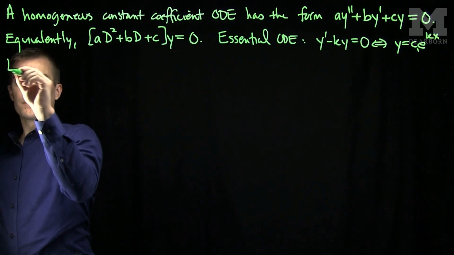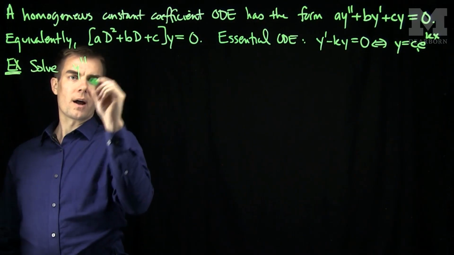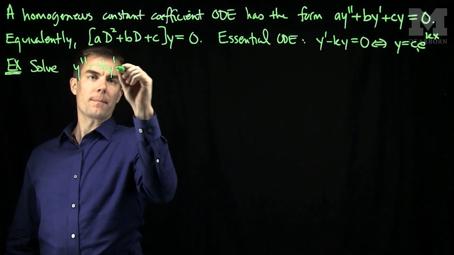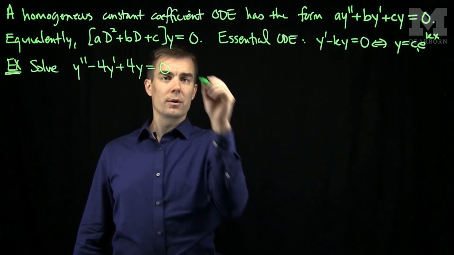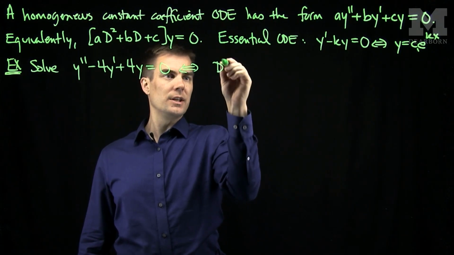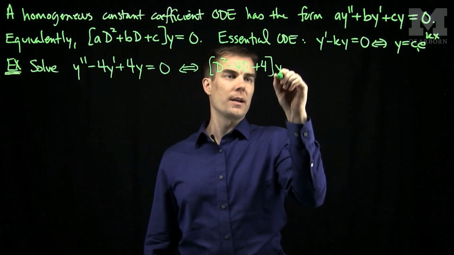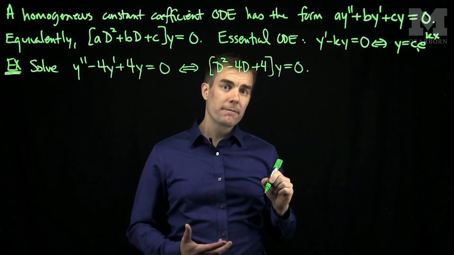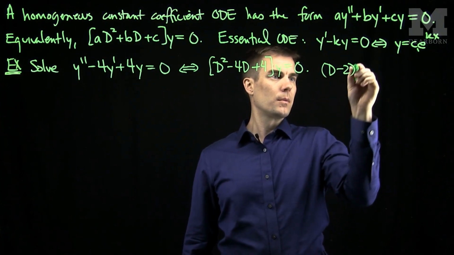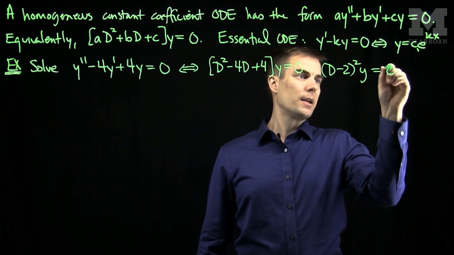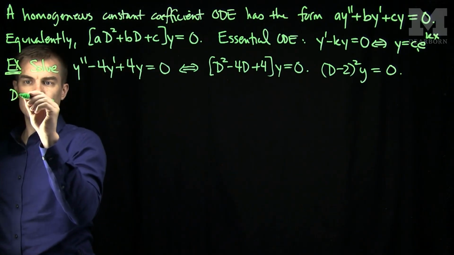Let's consider an example. Let's solve y double prime minus 4y prime plus 4y equals 0, or equivalently in our operator notation, D squared minus 4D plus 4 applied to y equals 0. And factoring the left-hand side, we see that this is equivalent to (D minus 2) quantity squared applied to y is 0.